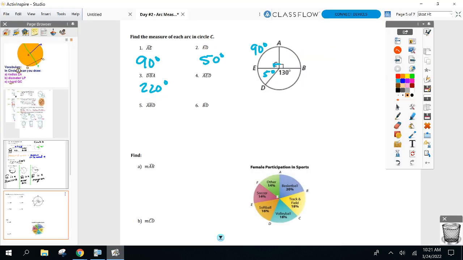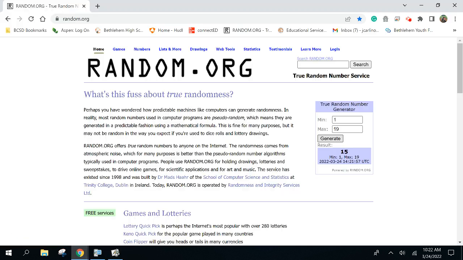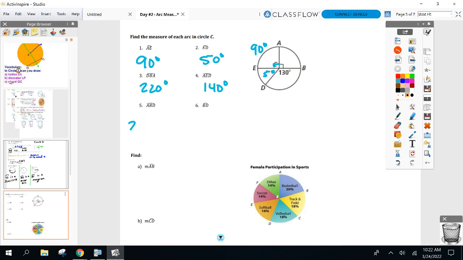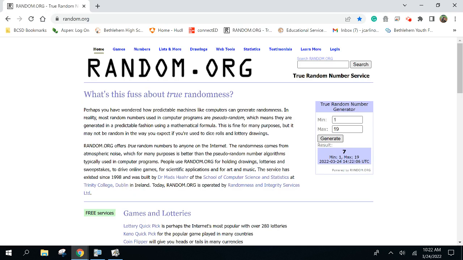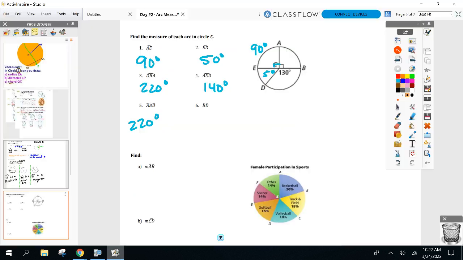Number 4. AED. 140. ABD. Hopefully this is the same answer I got before. 220. Right? Same arcs, everyone. And then how about 6, BD? 130. All right, any issues? Central angle always equal to its arc measure.